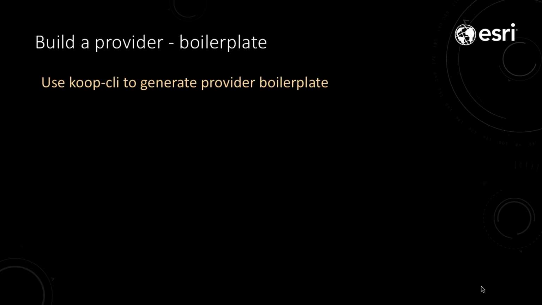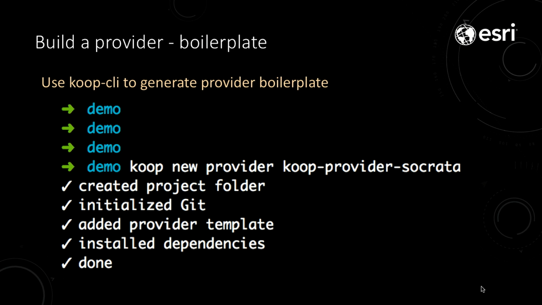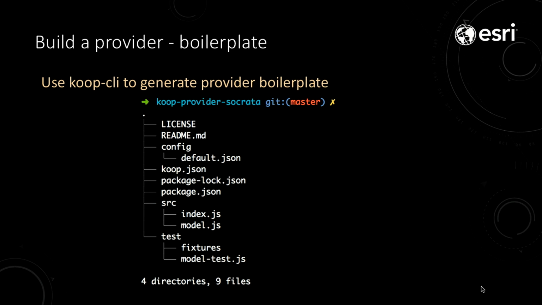The next thing you want to do is use Koop CLI to generate the boilerplate for the provider. I won't do this one live, but it's very similar to creating a new app. It's Koop new provider, and you give it the name that you want. It goes through the process of spinning everything up, and once it's done, you get this nice file structure.